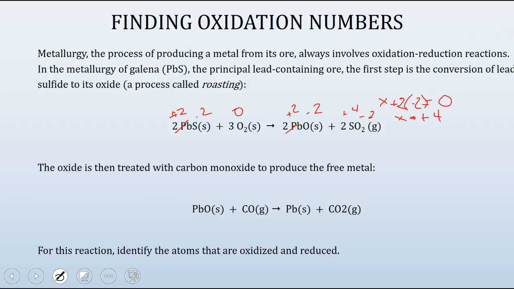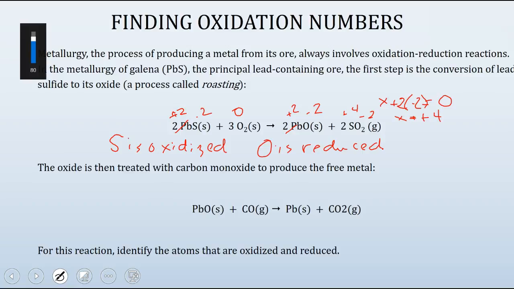So what happens here? S goes from a -2 to a +4. It increased in charge, so that means that S is oxidized in this reaction. Okay, what's happening next? Well, something has to be reduced. O goes from a 0 to a -2 charge. That's getting more negative. That's gaining electrons. So O is reduced. All right, so we see that happening right there.